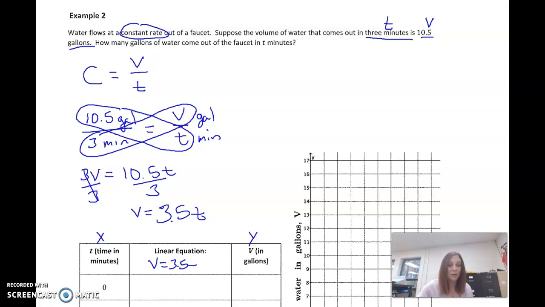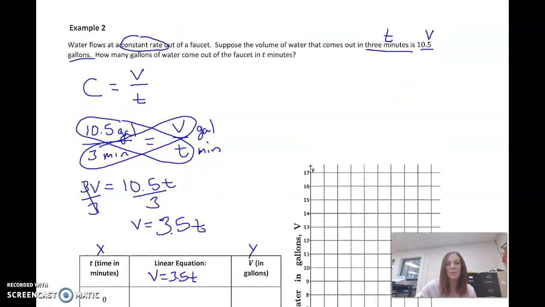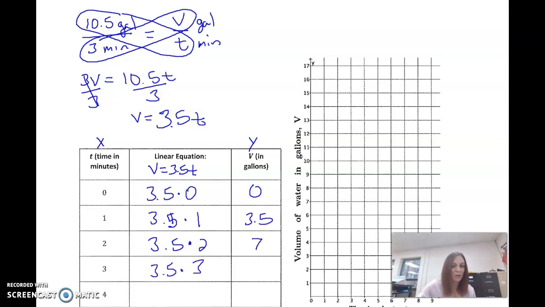Once we get that equation, and remember, we're going to do the equation first, then we can gather information after that. Now, how many gallons of water come out in T minutes? Well, 3.5 times the number of minutes. So in 0, we go 3.5 times 0, which is 0. If the time is 1 minute, I'm going to go 3.5 times 1 and get 3.5. If it's 2 minutes, I'll go 3.5 times 2 and get 7 gallons. 3.5 times 3 and get 10.5, which we already knew. I could go 3.5 times 4. If I multiply those together, I get 14.